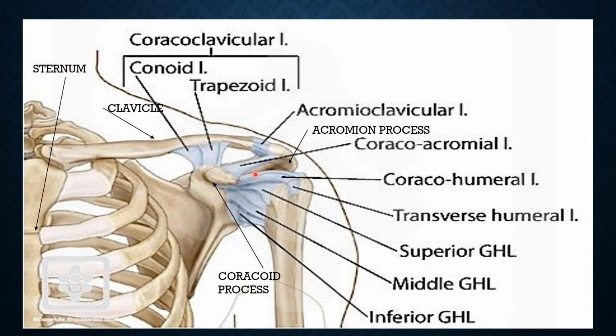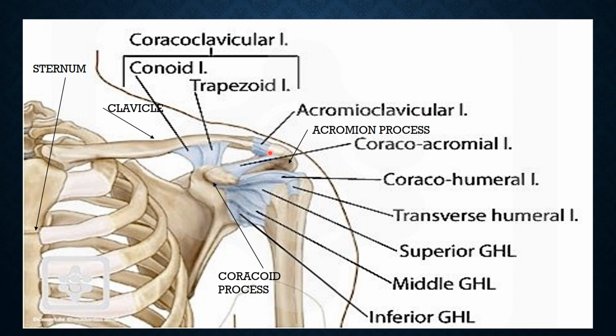Then we have coracoacromial ligament. Coracoacromial ligament runs from the coracoid process of the scapula to the acromion process of the scapula, right? And it overlies the shoulder joint, that is, it is present over the joint, and it prevents the superior displacement of the humeral head.